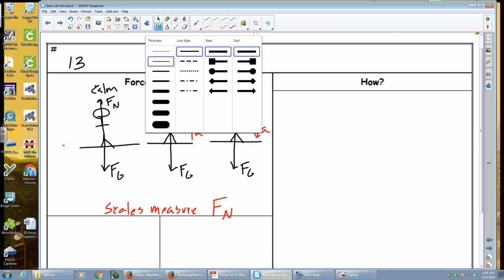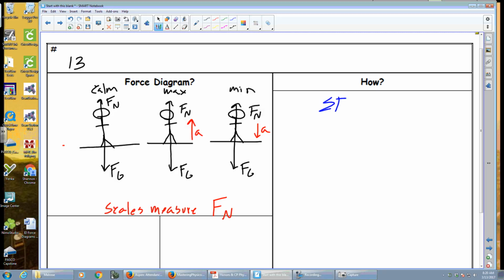Nice thing is, once I figure out it's a force problem, I really only have one equation. Right? So let's take calm first. Calm. I have force. Which way do you guys want to call positive? Up. Okay. So I have force normal minus F sub g equals his mass times the acceleration, which would be 0.